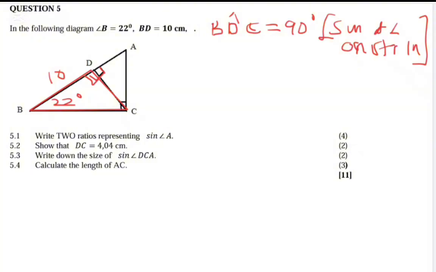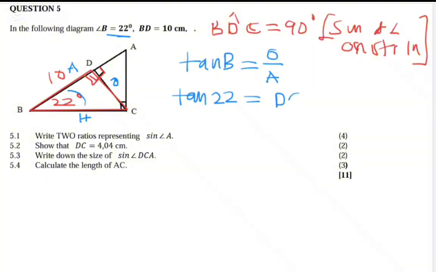Are they the opposite or hypotenuse or what? If our reference angle is here, this is going to be the hypotenuse, this is going to be the opposite, this is going to be the adjacent. So what are we given here? We're given the adjacent, then we are looking for the opposite. Which trig ratio talks about the opposite and the adjacent? That is tan. So we're going to say tan of angle B is equal to the opposite over adjacent. So tan B, they've given us, is 22 degrees, and then our opposite is DC that we are looking for, and then the adjacent is 10.